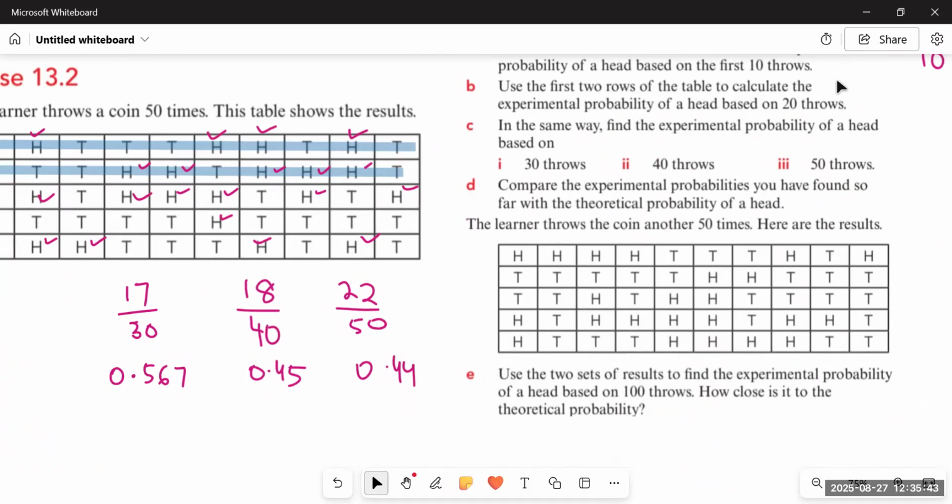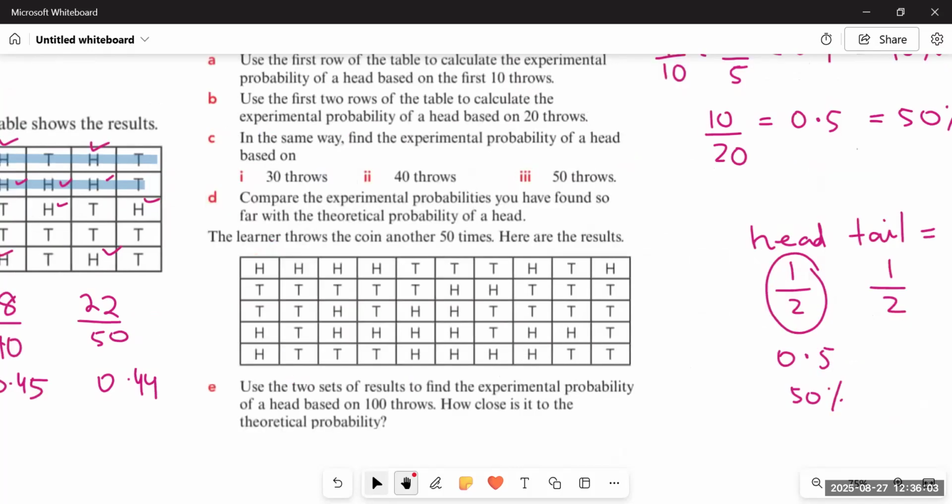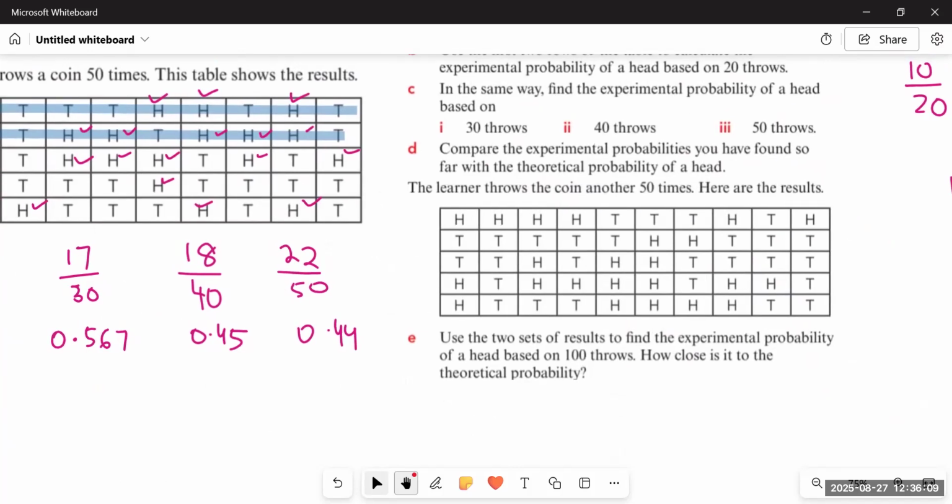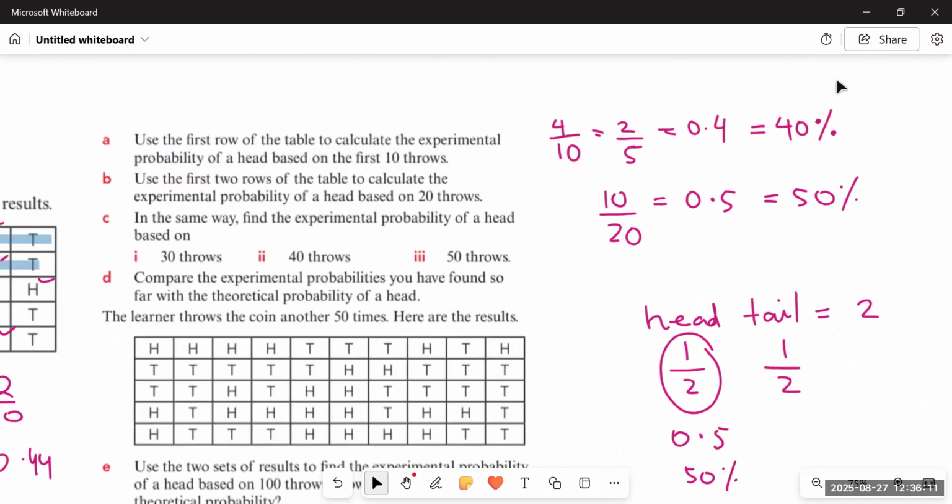In the next question, how do we compare the experimental probability? We'll say that the theoretical probability is 0.5 and the experimental values are close to this, sometimes more or sometimes less. Sometimes we are having more than 50%, like 56.7 is more than 50%. Only once we have got more probability, and in the next three, we are getting 45%, 44% and 40%. So this is how you will compare them.